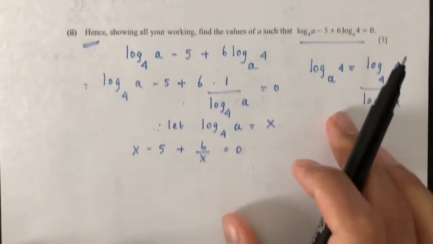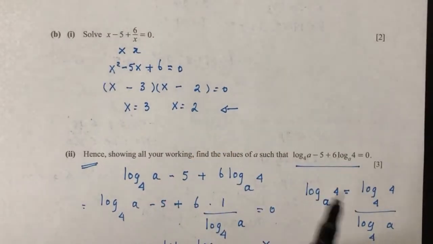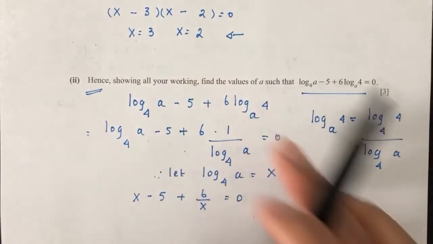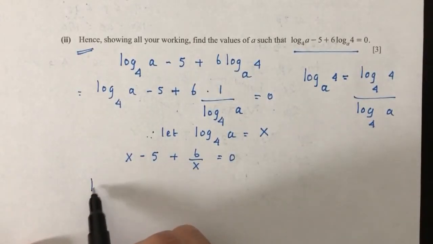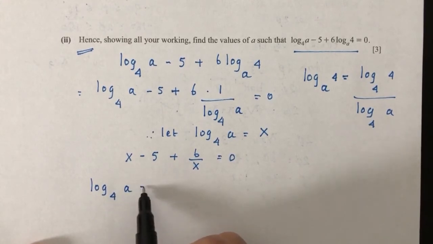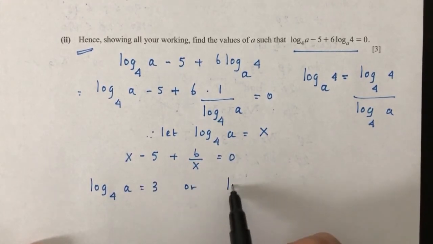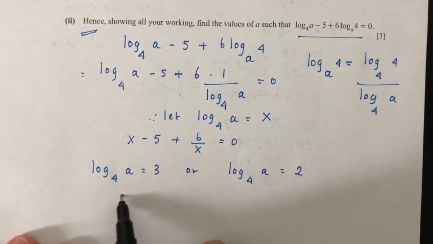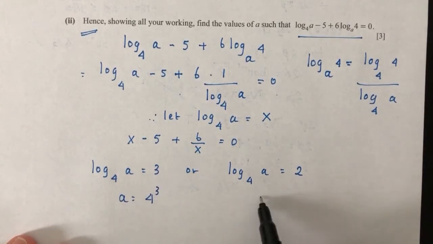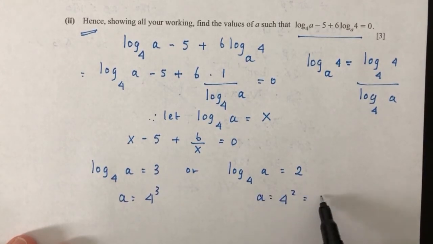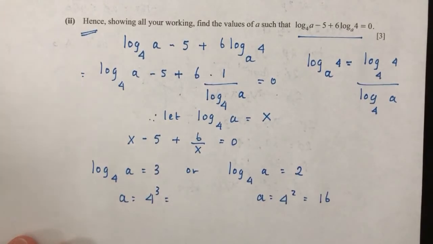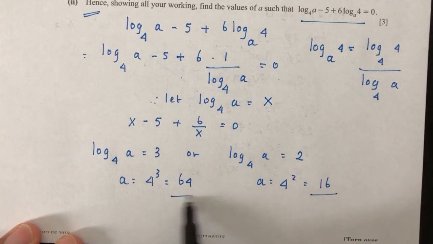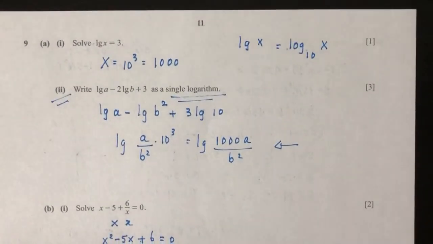So from this equation, look, we have the same thing here. So basically it means that x equals 3 or x equals 2. So x is log 4 of a equal to 3, or log 4 of a is equal to 2. So the value of a will be 4 power 3 and 4 power 2, which is 16. What is 4 power 3? That will be 64. So a will be 64 and 16. And that is question number 9.